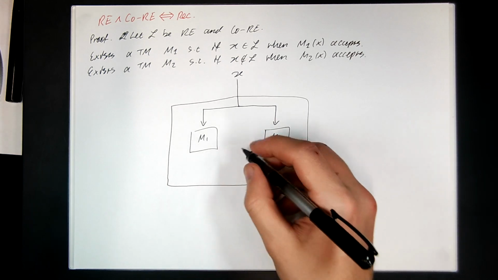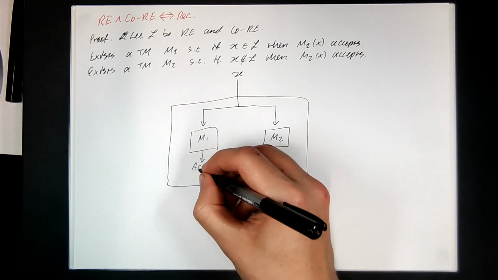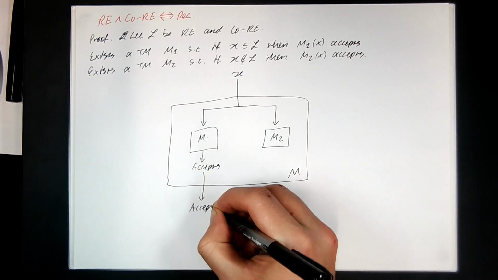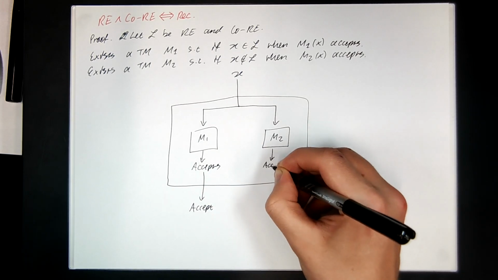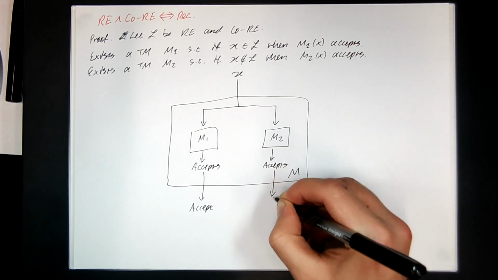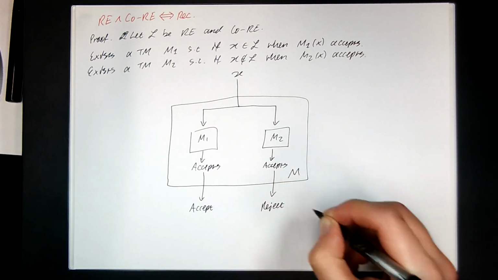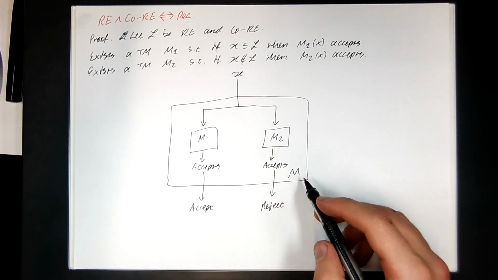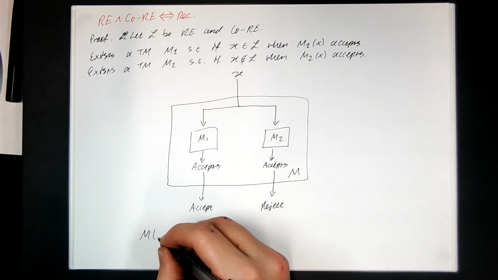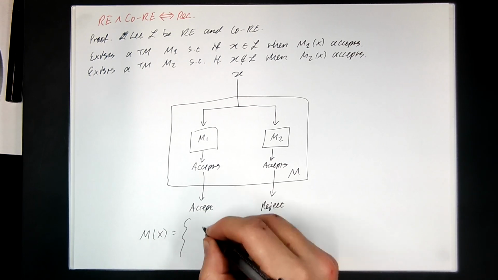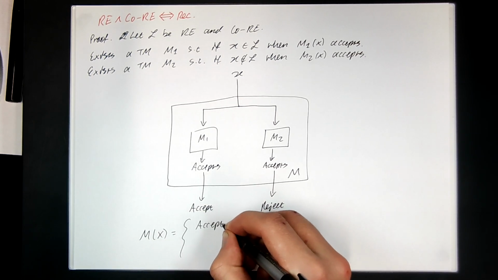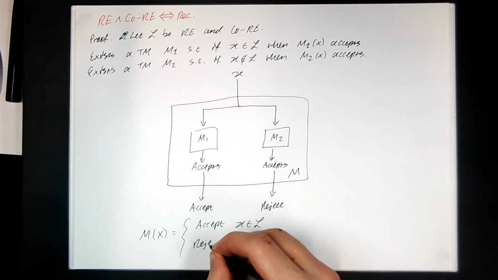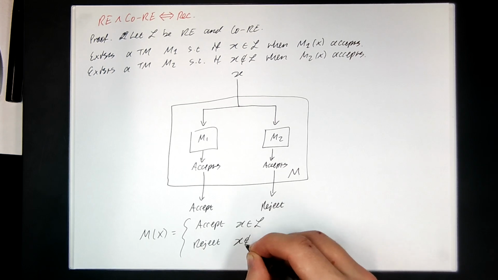And so depending on what happens, if M1 accepts, then I accept. And if M2 accepts, then I reject. Okay? This formally defines a new machine M, and M has the property that, fed a string X, it's going to halt and accept if X is in the language, and it's going to halt and reject if X is not in the language.